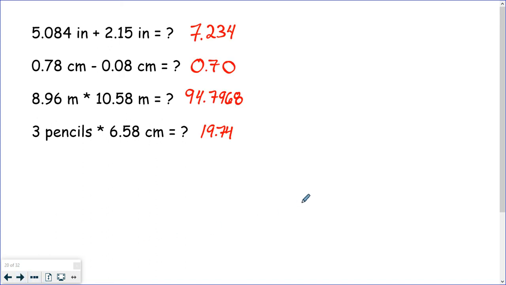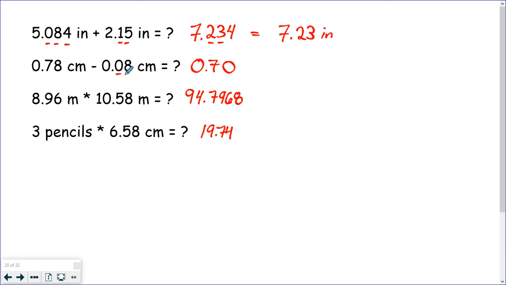Okay, here's your answers if you just plug them into the calculator. Now we have to round them correctly with our rules. If you add, you want to do least number of decimal points. This one has 3 decimals, this one has 2, so our answer should have 2. I'm just going to take and keep the 2 and the 3. So this would be 7.23. Make sure you keep your units. If you add inches, you get inches again.